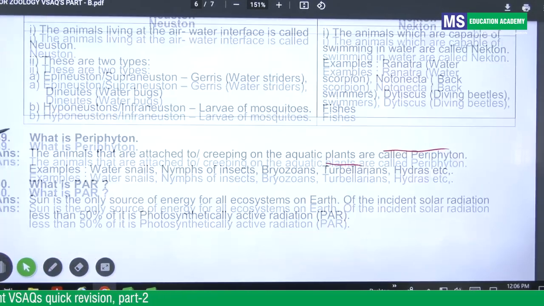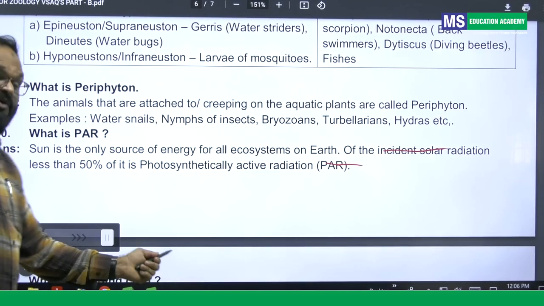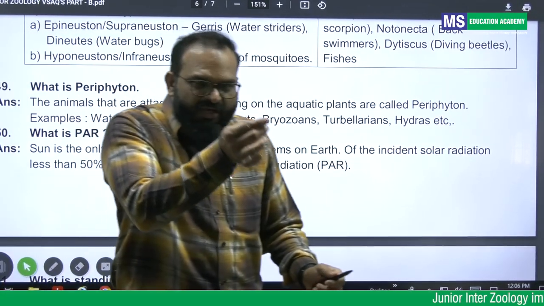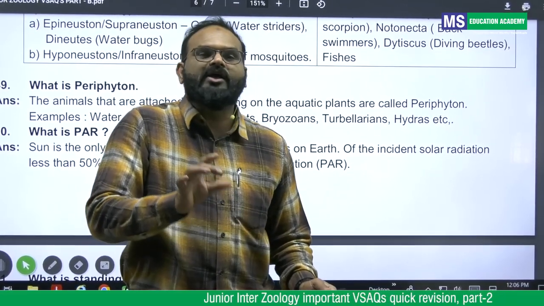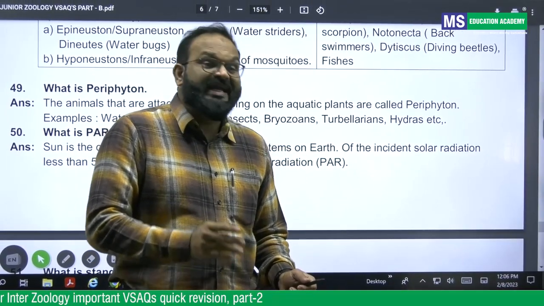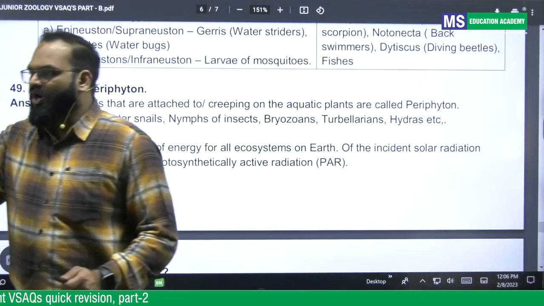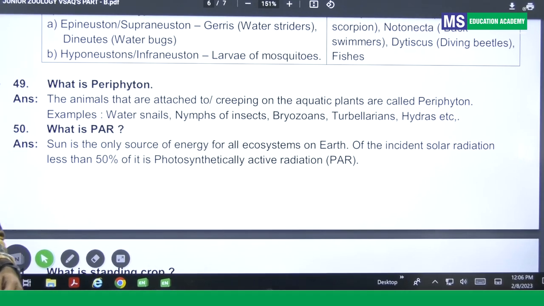What is periphyton? Animals which cling to the aquatic plants, to hydrophytes, are called periphyton. The best examples: snails, tadpole larva of a frog. All these come under periphyton.